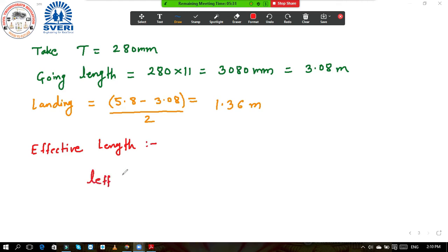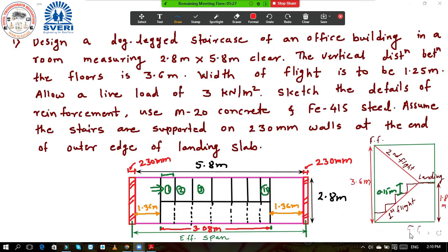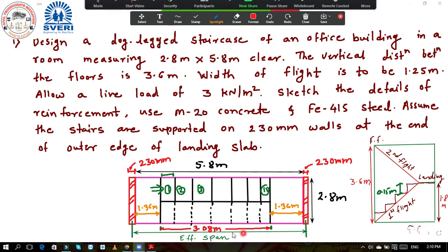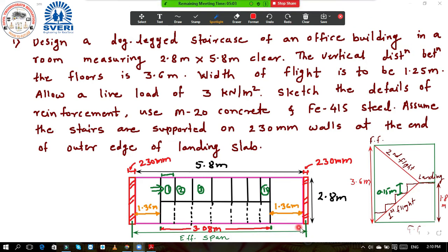Now L effective is equal to, if you see over here, the slabs are supported on the outer edge of the landing slab. So landing is spanning in the direction of the slab. So what is our effective span? Here I have shown the effective span, the center to center distance. In this diagram you can see the effective span. So this is 3.08 plus this is 1.36, this is also 1.36, and then this is 230, so again plus 230 by 2. Or directly 5.8 plus 0.23 by 2, that is your effective length.